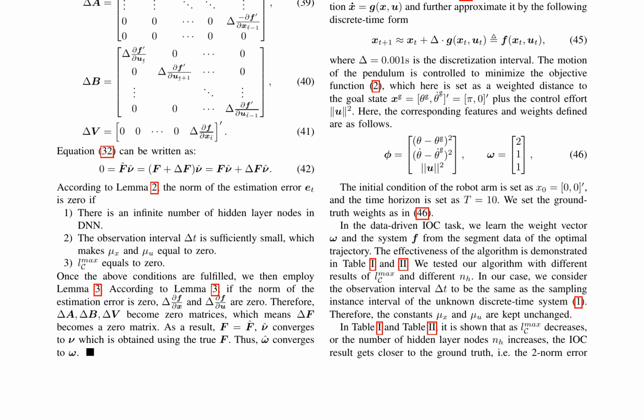The algorithm is able to recover true system dynamics and weight vectors, even in the presence of regularization and limited data. Equations 32 and 42 are used to derive the relationship between estimated and true system dynamics. Equations 35 and 36 establish the convergence of estimated partial derivatives to true partial derivatives. Equations 39, 40, and 41 define the matrices A, B, and V, used to construct the matrix F equation. Equation 46 defines the objective function used in the simulation to evaluate the algorithm's performance.